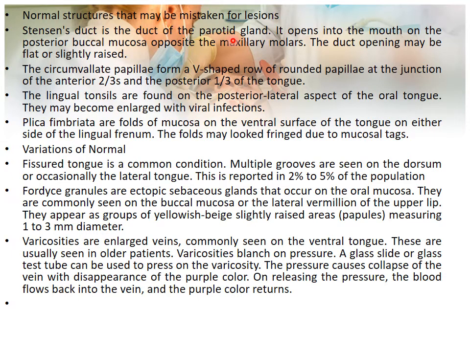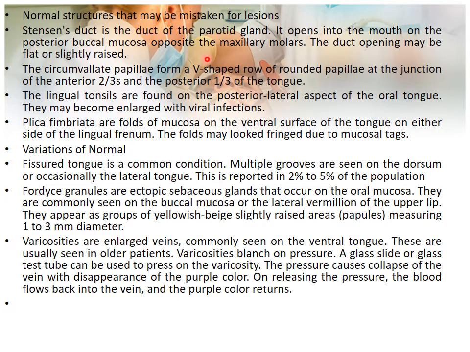Another structure, which is called the plica fimbriata, is considered to be a fold of the mucosa on the ventral surface of the tongue, on either side of the lingual frenum. Other variations in normal include the following: the fissured tongue, which is considered to be the most common condition, and here we could demonstrate that there are multiple grooves seen on the dorsal surface of the tongue.